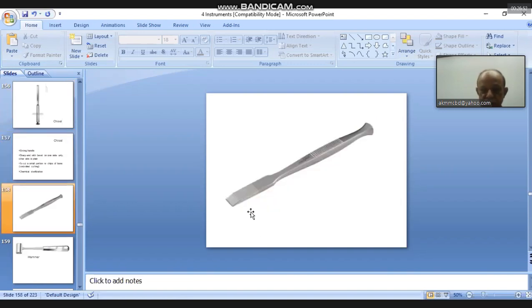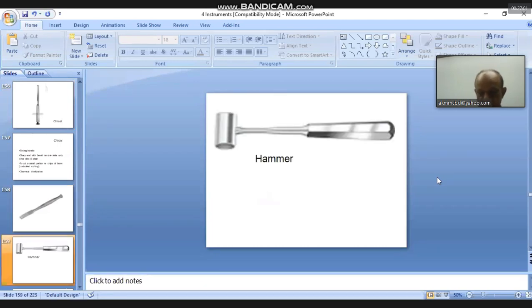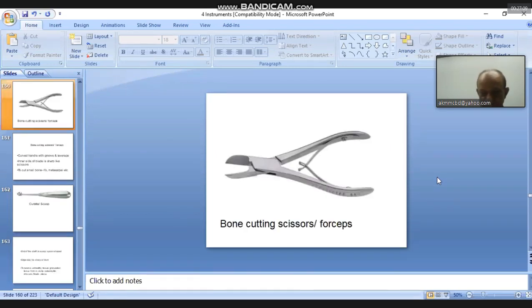This is chisel. You see one end is straight and the other end is bevel. This is chisel. And this instrument, almost all of you know, this is a hammer. We also use in orthopedic surgery. Okay, I think, should we go further?